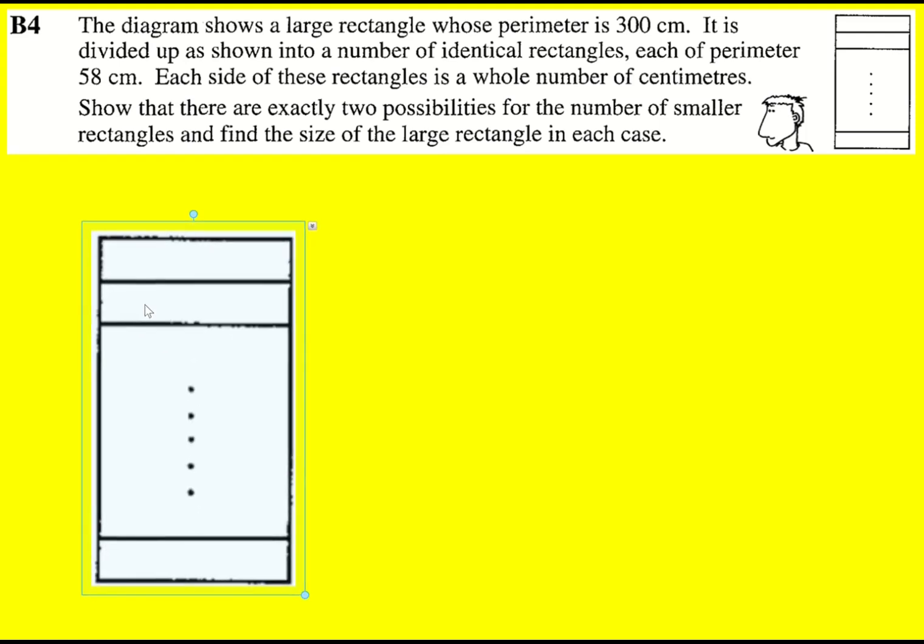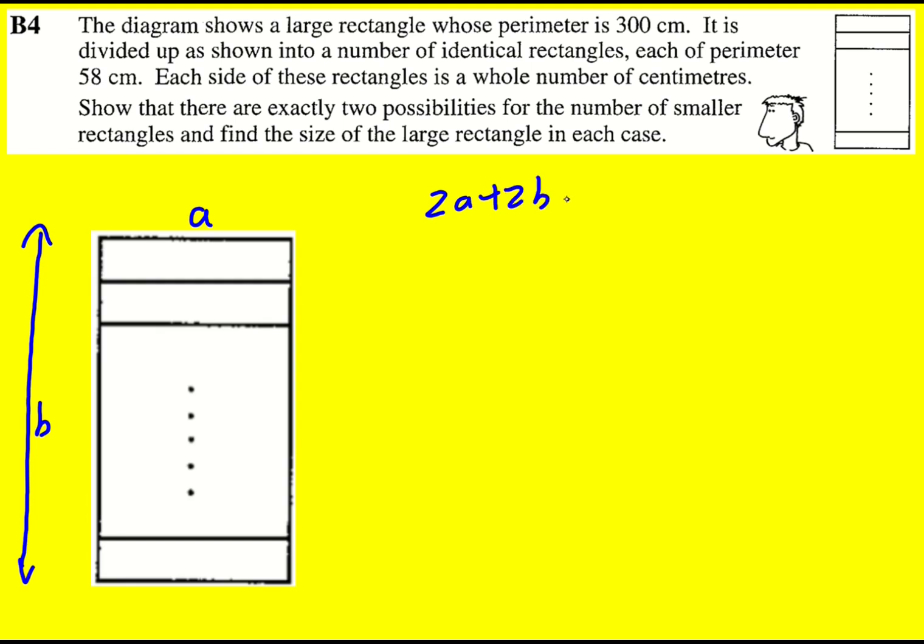An interesting question on splitting a rectangle up into smaller parts. I'm going to start labeling some of the sides. So let's say the width is A and the total height is B. Then the perimeter is 300. So 2A plus 2B is 300, which we can divide through by 2. A plus B must equal 150.